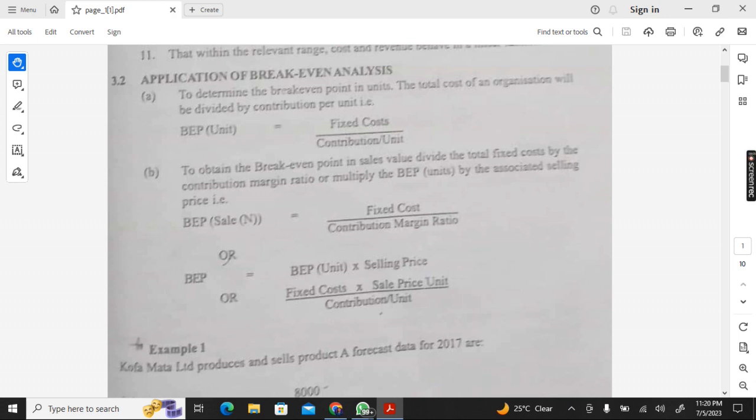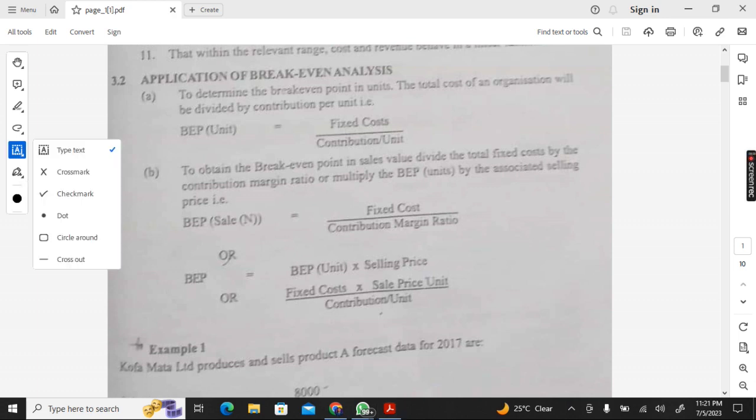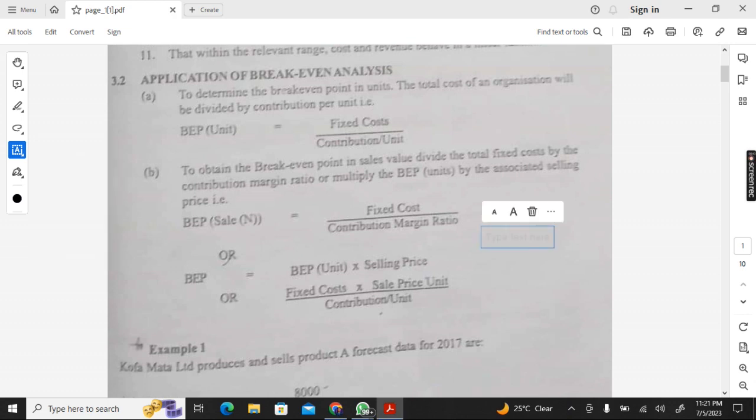So now we have fixed cost over contribution margin ratio, and contribution margin ratio can also be called contribution sales ratio. So they can call it CMR or CSR. Now the contribution margin ratio, we can get that by dividing our contribution per unit by sales. That is, how can we get our CMR? Our CMR can be gotten as what?